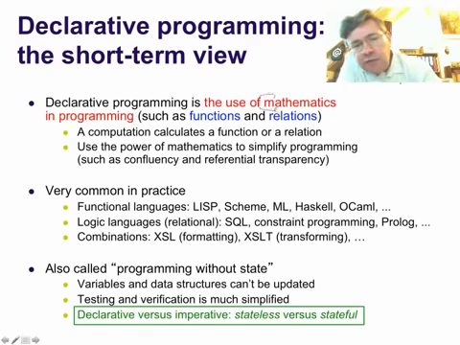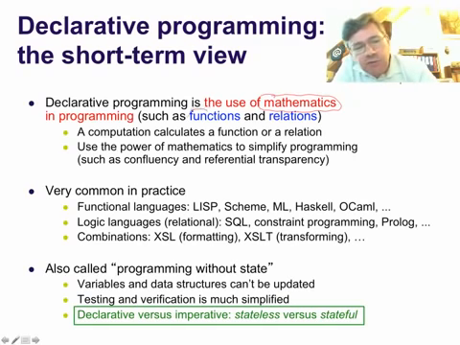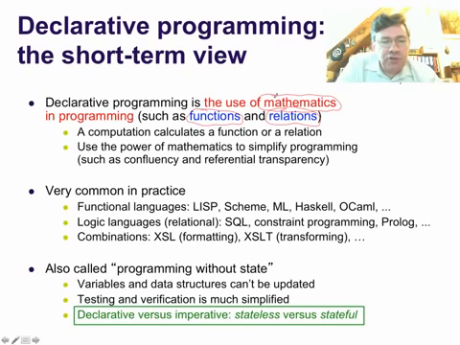This is, in fact, the use of mathematics in programming to increase the power of programming. And typically, it means the use of mathematical functions and relations, although there are also other things, but mostly functions and relations. So a computation will calculate a function or a relation, and we will use the power of mathematics to simplify programming. For example, confluence, which means that if you have a large program built out of functions that are composed together, we can evaluate in any order and get the same result. And referential transparency, which means replacing equals by equals. This is something we know from algebra, but it's very useful also in programming.